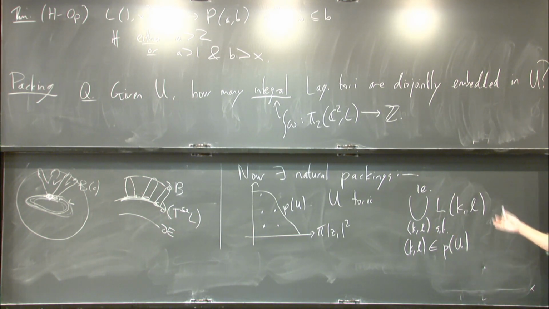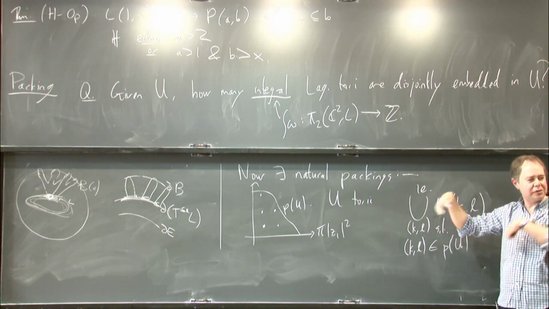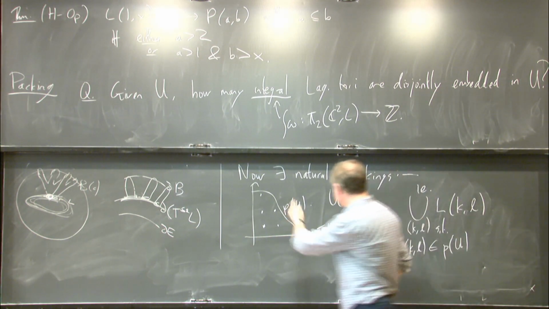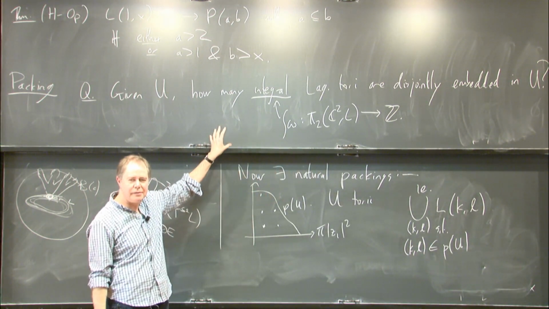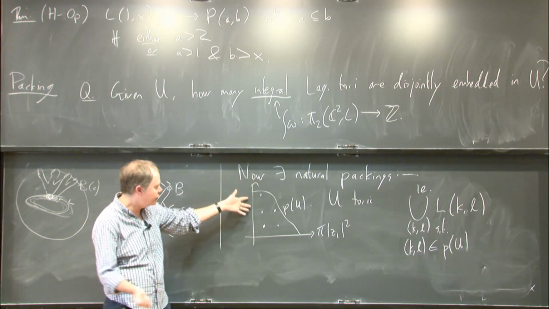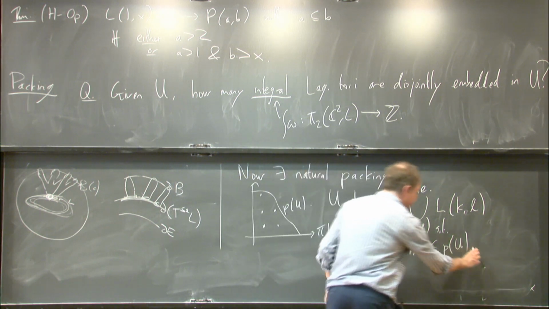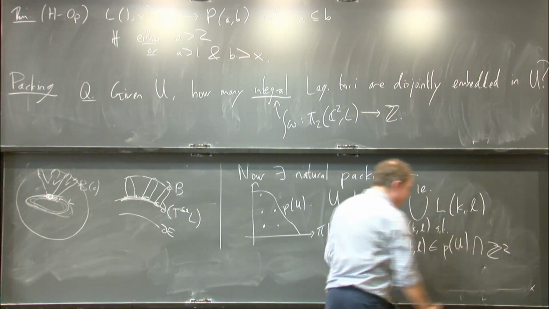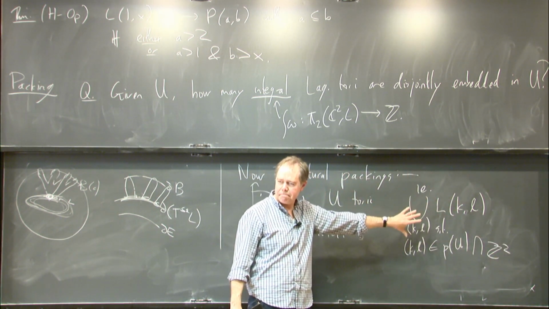Okay. So in other words, the pre-image of these dots gives you a packing of U, and that's a natural packing by Lagrangian tori, and they're all integral. They're all integral because k and l are integers. So that's it.